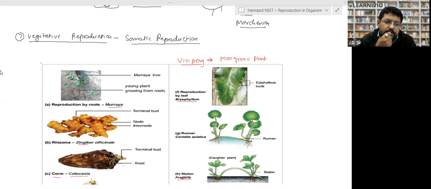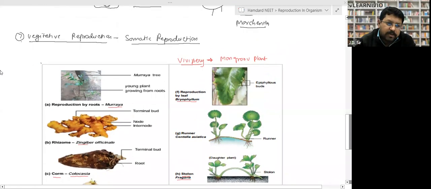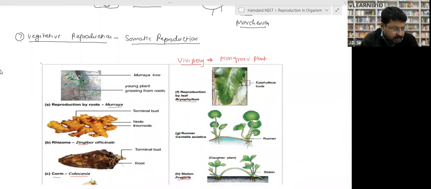So vegetative reproduction is also called what? Somatic reproduction. That is written over here, right? So please put the heading vegetative reproduction, or vegetative propagation.